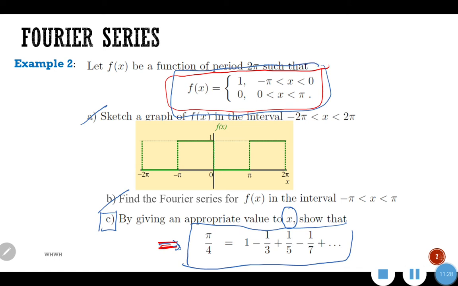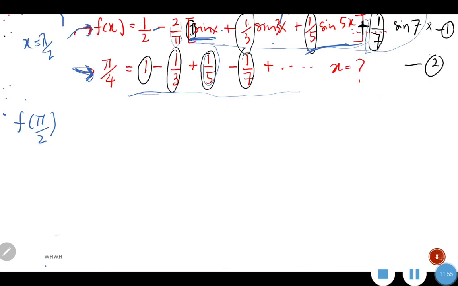F(x) ni sama dengan this. Okay. So, kalau f(pi over 2), when x equals to pi over 2, kita refer equation 1 ke equation 2. Pi over 2 ni berada dalam domain mana? Okay, it is in equation 2 lah, because pi over 2 is in between 0 to pi, right? So, when x equals to pi over 2, f(pi over 2) is 0. Okay, f(pi over 2) is equals to 0. Alright, so this is equals to 0 sama dengan 1/2 tolak 2 per pi.